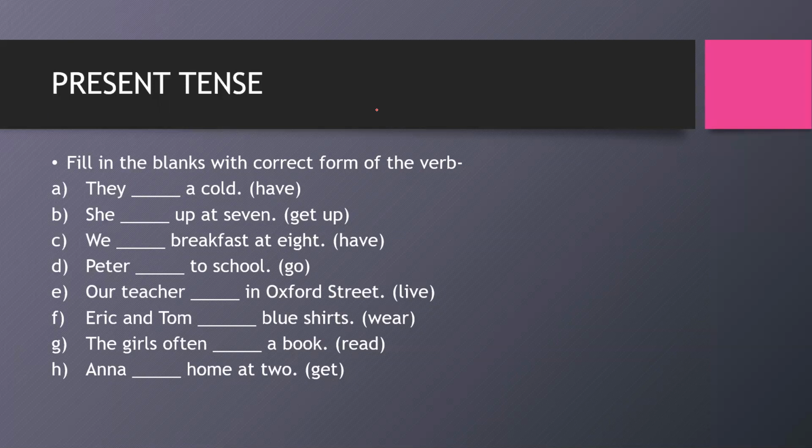Peter dashed to school. Habit. Our teacher dashed in Oxford Street. Again the habit. Eric and Tom dash blue shirts. This is a general fact. The girls often dash a book. This is again what? The general fact. Anna dash home at 2. This is again the general fact. So accordingly, I guess now you will be able to fill up the answers.